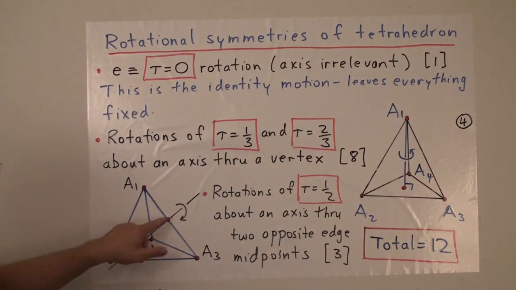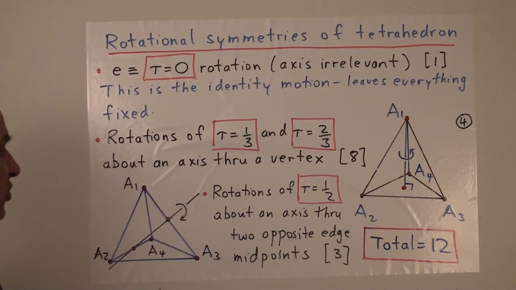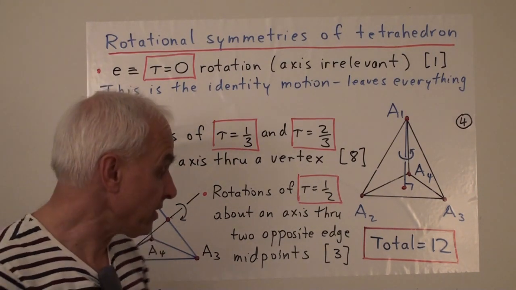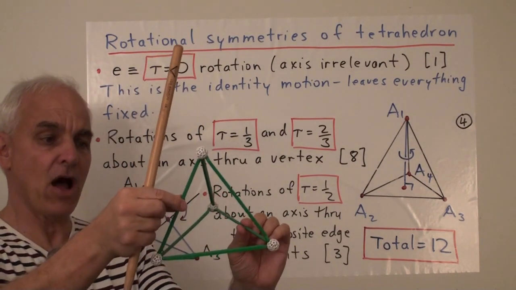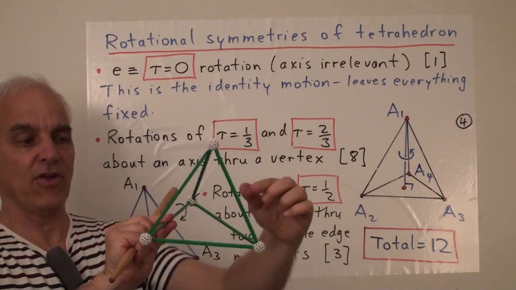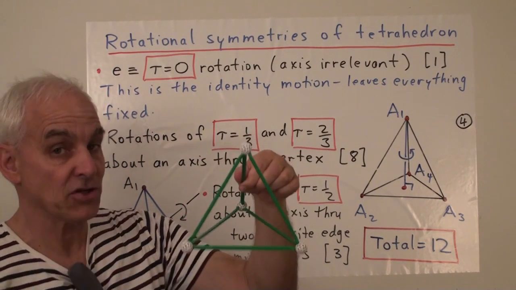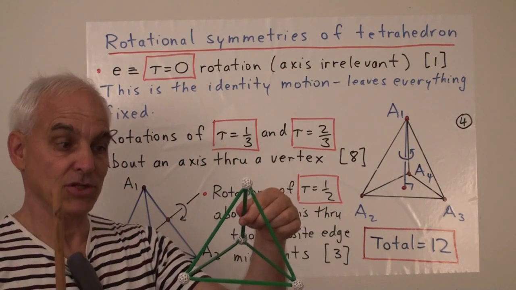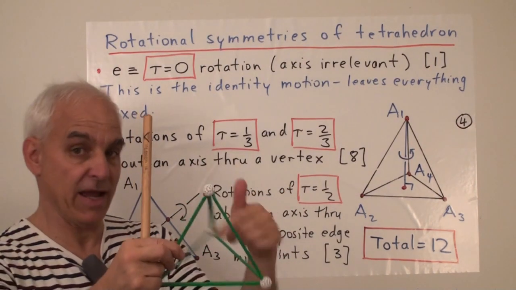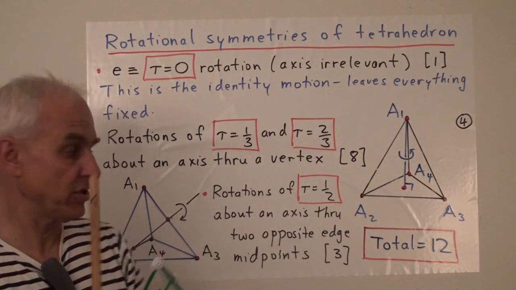And so here in this diagram, there's a midpoint and there's an opposite midpoint, there's the axis, and there's a rotation of exactly half a turn about that axis. So how many rotations are there of that kind? Well, how many of these opposite pairs are there? There's that opposite pair, there's this opposite pair, and there is this opposite pair. After all, there are 6 edges altogether, so there are 3 pairs of opposite edges. And so there will be 3 such rotations by a half turn determined by those 3 pairs of opposite edges.